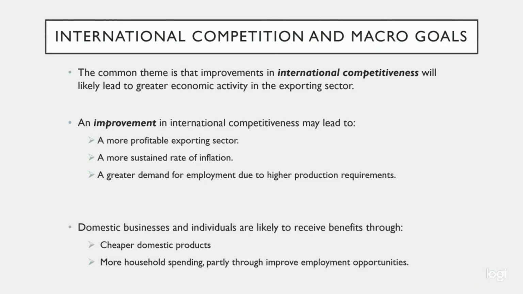And so through improved competitiveness, domestic businesses are also able to receive benefits through cheaper domestic products. Perhaps those same products that we export are also sold domestically, thinking about wine, thinking about wheat, thinking about beef. And so there are also indirect domestic benefits associated with international competitiveness. And if there's more income circulating in the economy, it also means that businesses receive more expenditures from the household sector. And this is also going to improve living standards through higher levels of profitability.